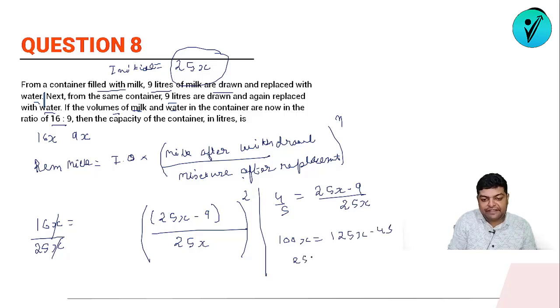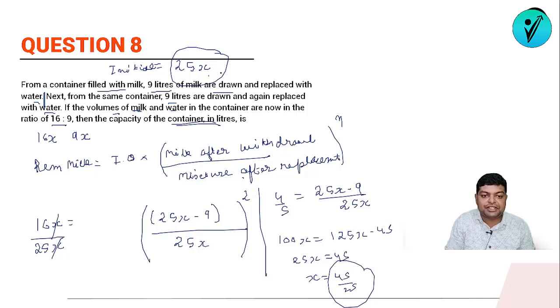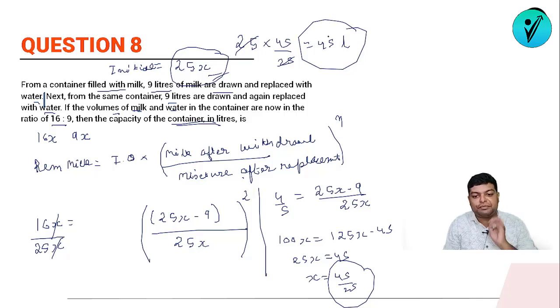So the value of 25x is what? It is 45. So x is 45 upon 25. Simply place the value here and get what we have to find. We have to get the capacity of the container. So capacity of the container is 25x. So placing the value of x, we will be getting 25 upon 45 into 25. It will be 45 liters. So for question number 8, the answer is what?